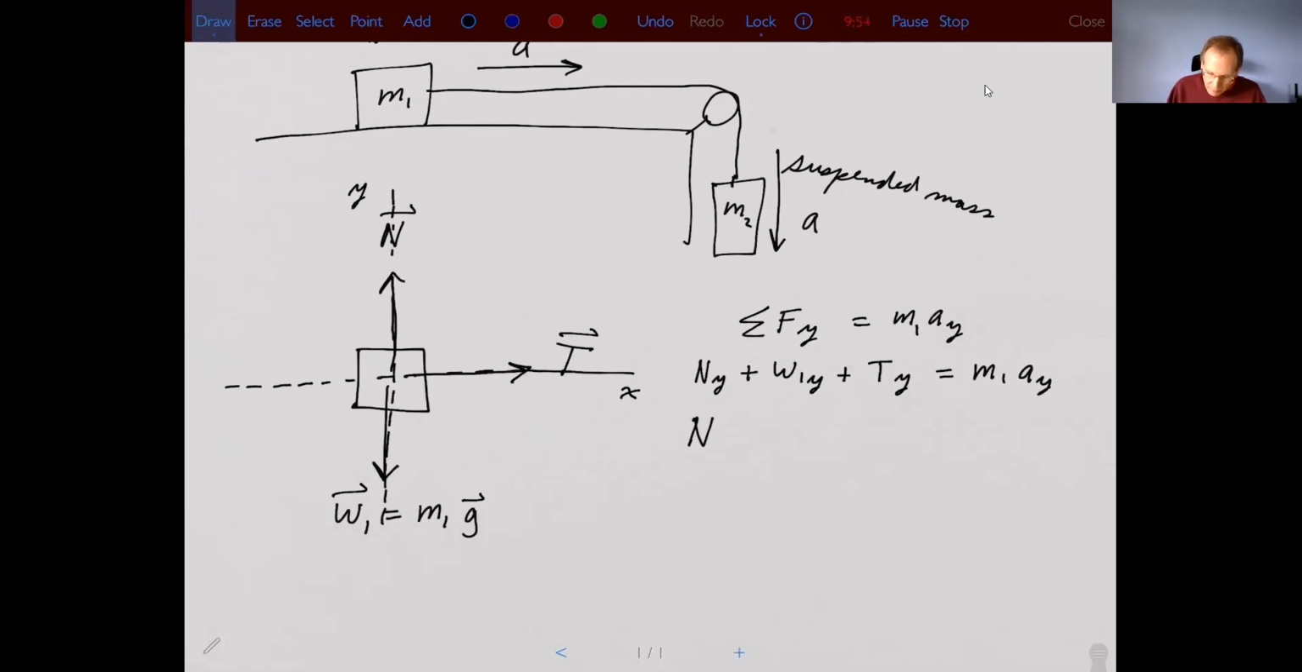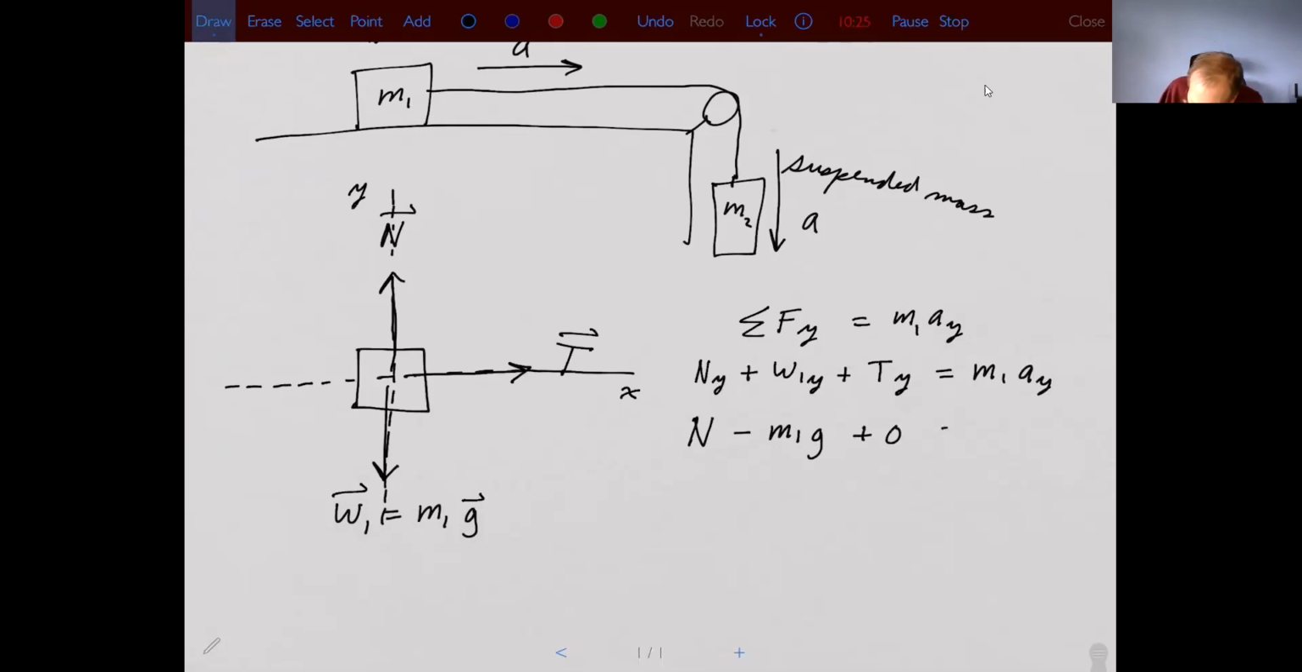What's the y component of the weight? Well, the weight, again, is all acting in the y direction, but it's acting in a negative y direction. So this is going to be negative m1g. And then what's the y component of the tension? Well, if I look at the tension, that vector is acting along the x direction. So which part of that vector is in the y? Actually, none of it, right? If you project that into the y, you'd find none of the tension is in the y direction. So this is just 0.